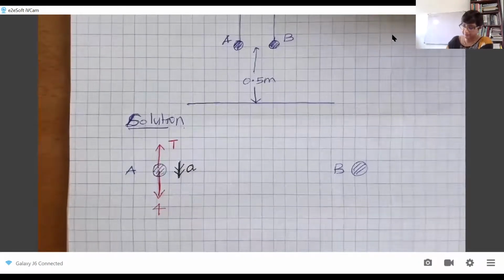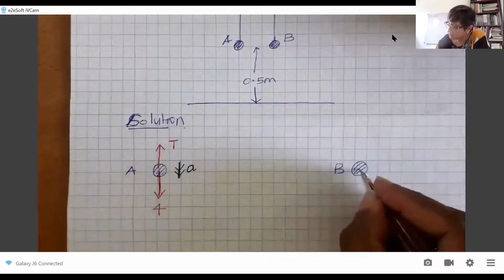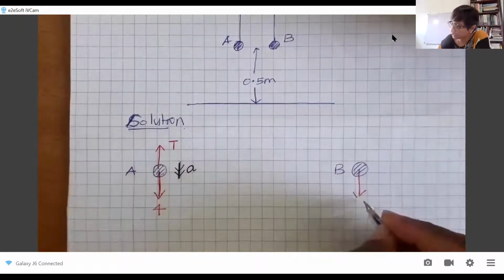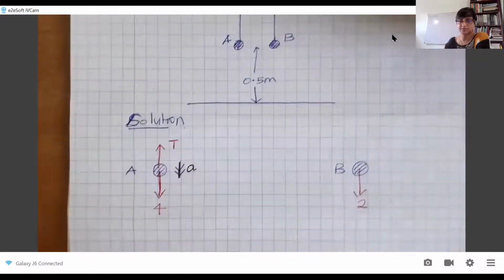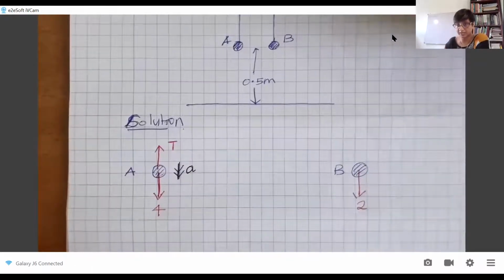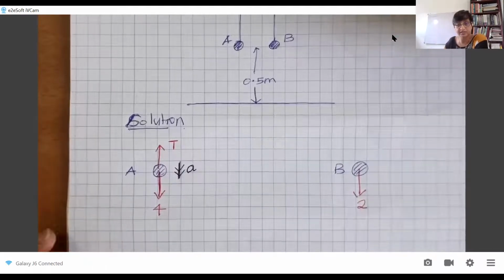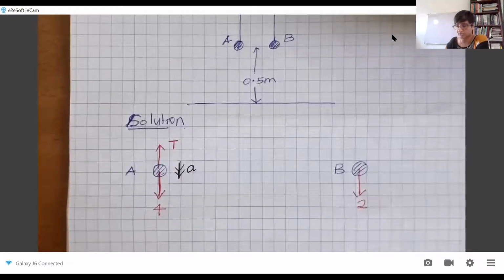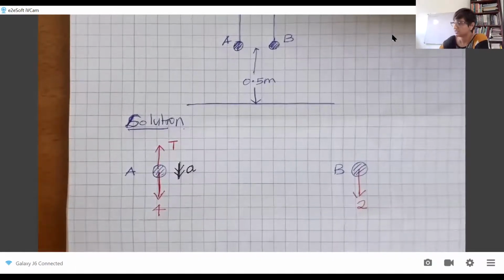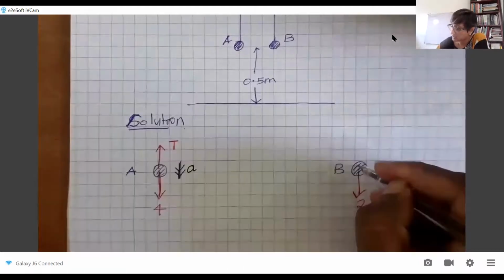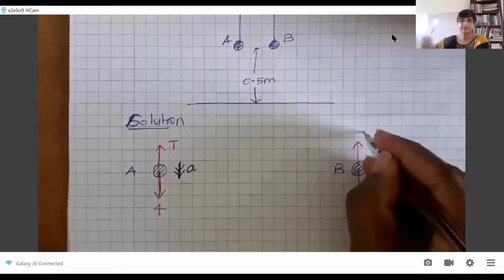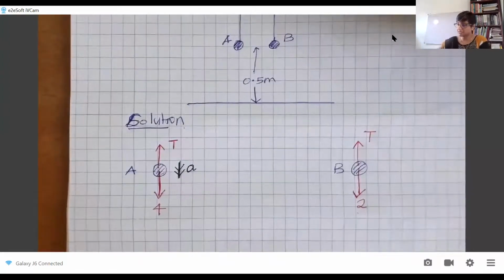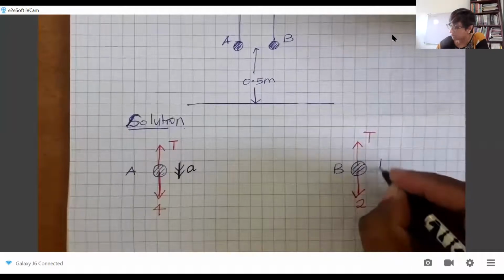Then for B, weight of B, how much? 2 newtons, very good. Also notice that I'm not putting the units in my diagrams. That we do for convenience. All values are written in their standard units. So 4 means 4 newtons, 2 means 2 newtons. This is a force of 2 newtons. And then tension, same tension. B also is hanging, tension upwards on B, same tension. But B is moving or accelerating upwards.